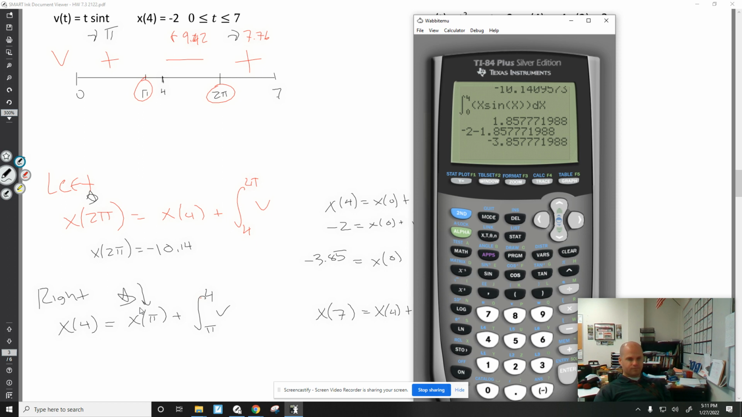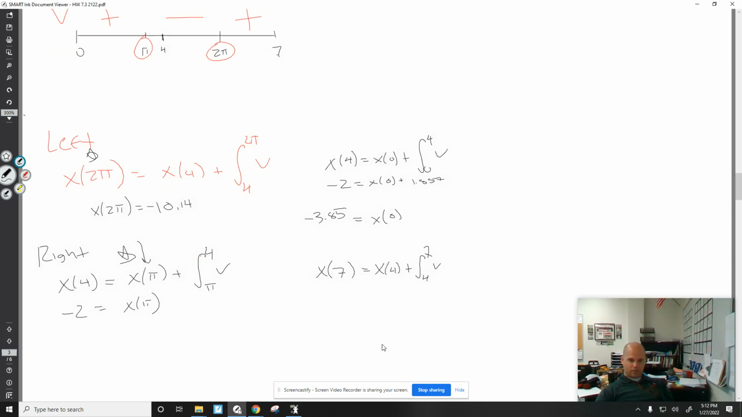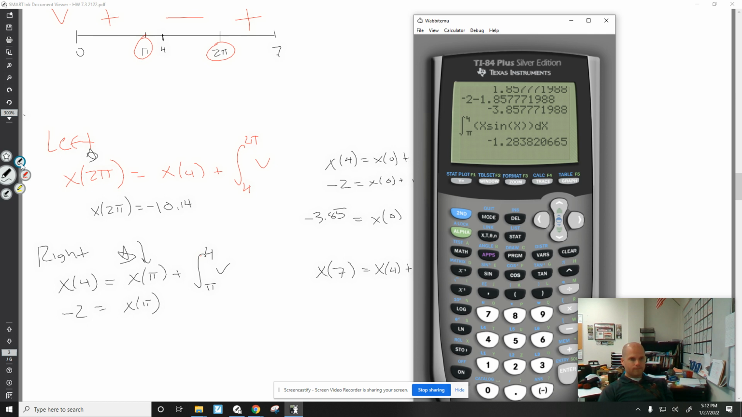This one works out, but not pi to 4. I really screwed you guys over by giving you this crazy thing and giving you things with like multiple candidates. I think it's easier on your actual test. It's negative 1.283. So I'm going to take negative 2 and add that number or subtract that number. So negative 0.716 is x of pi.